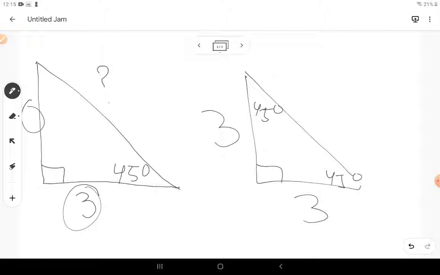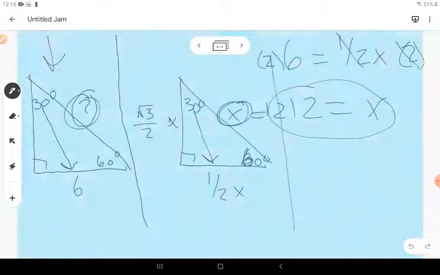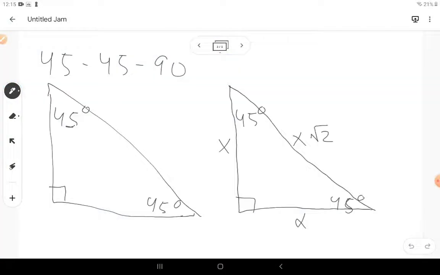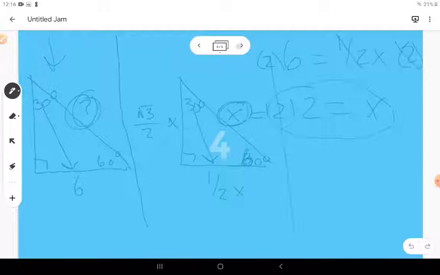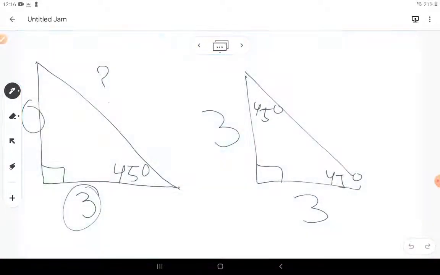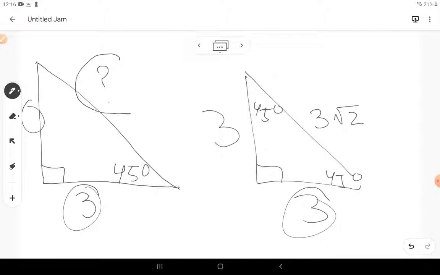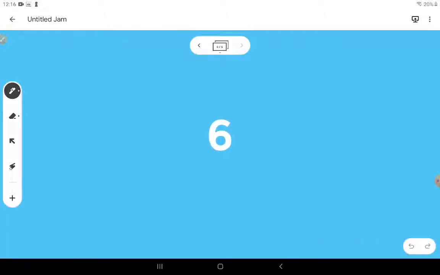The side opposite our 90-degree angle, let's go back to our 45, 45, 90, is going to be whatever the side is multiplied by the square root of 2. So whatever the side is, which is 3, multiplied by the square root of 2. So the missing side here is 3 multiplied by the square root of 2. Excellent. Let's go over one more example, then we will be finished.